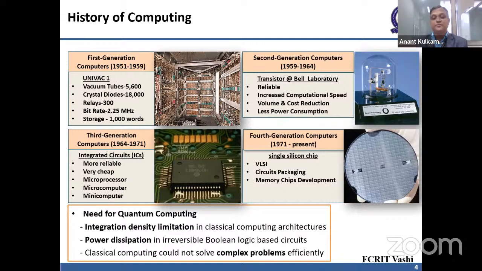The second is the power dissipation in irreversible Boolean logic based circuits or computing. When we talk about the classical, let it be anything, even in the era of big data analytics, AI and machine learning, and nowadays everything we do through websites, there is huge data. Basically the data is 0 and 1, and 0 and 1 represent switches. So huge data means so much switching. When data is switched from 0 to 1, there is a dissipation of energy. When we talk about large circuits and huge data computing, we need to talk about power or energy dissipation. That power and energy dissipation occurs in irreversible Boolean logic circuits.